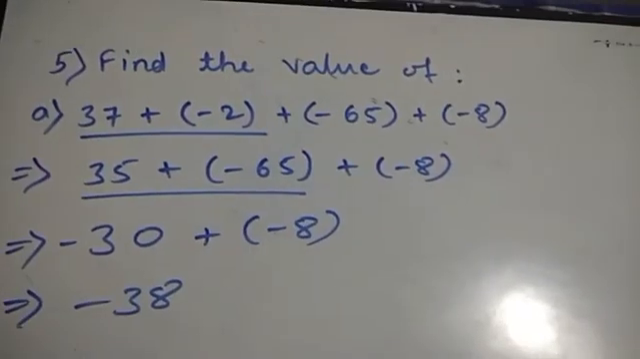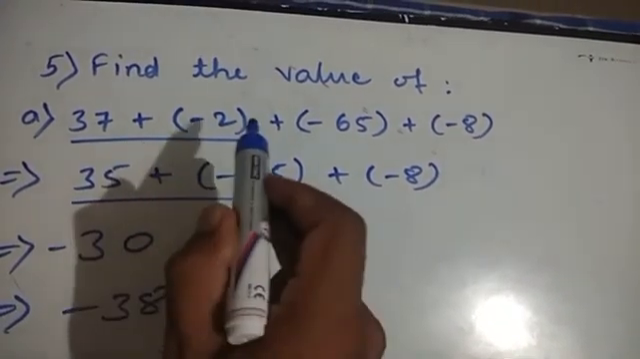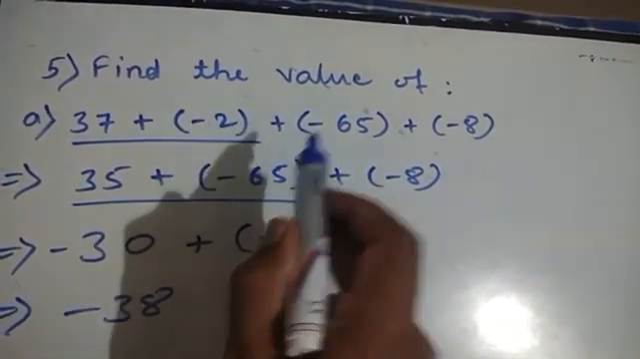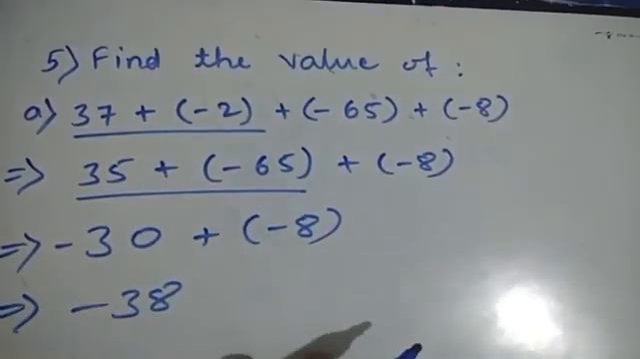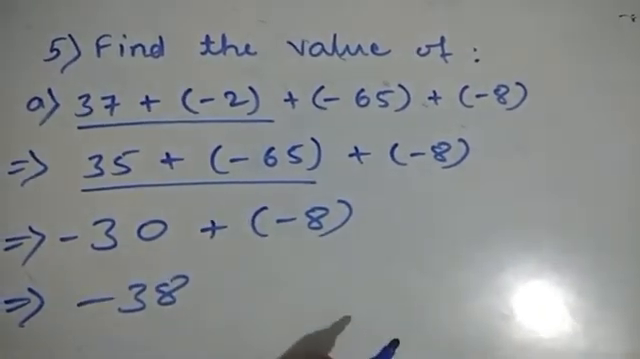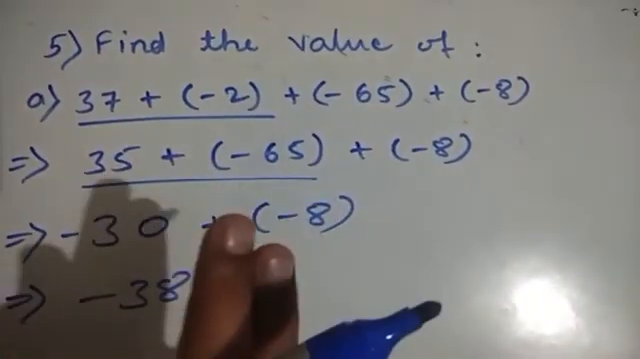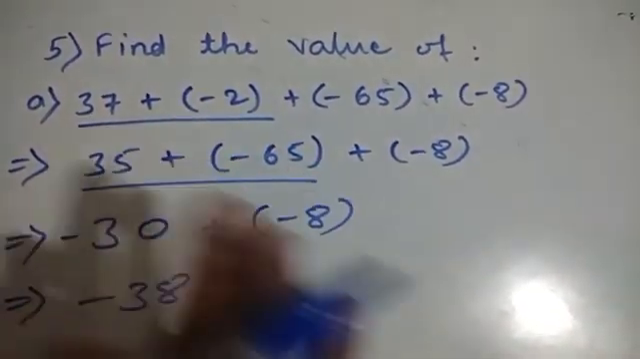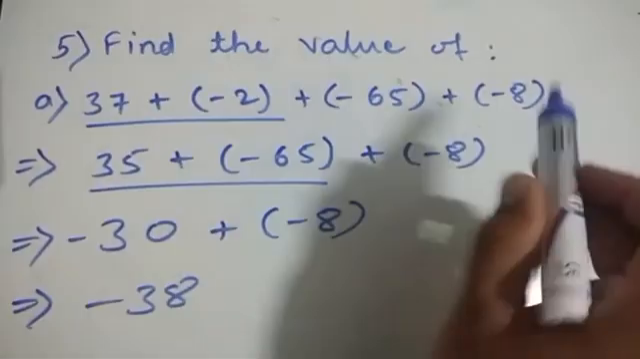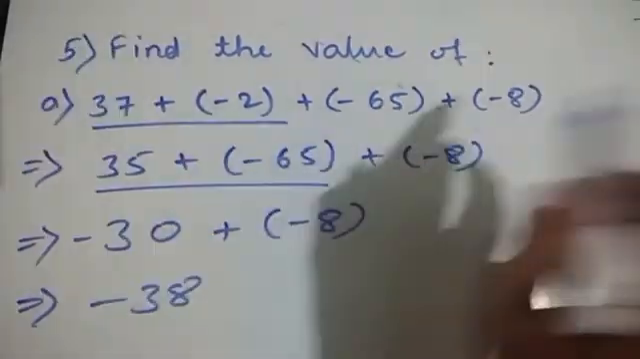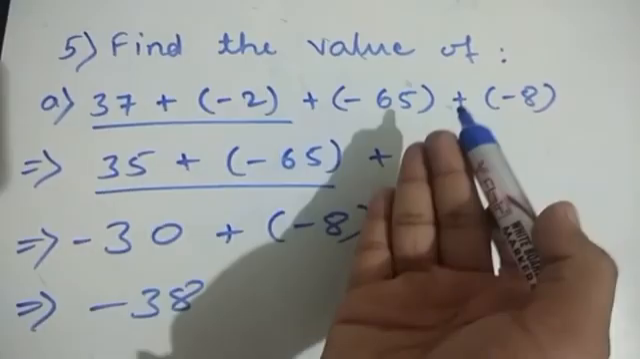Question number 5. Find the value of 37 plus minus 2 plus minus 65 plus minus 8. Now maybe you are thinking that this problem will be difficult. No, this problem is very simple. Only solve this problem systematically, step by step, it will become too easy. See here, now 4 integers we have. So don't take all the integers at a time. Take first 2 integers, simplify them, then go to the next integer.